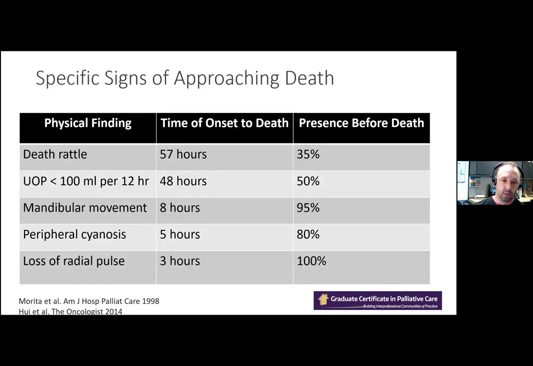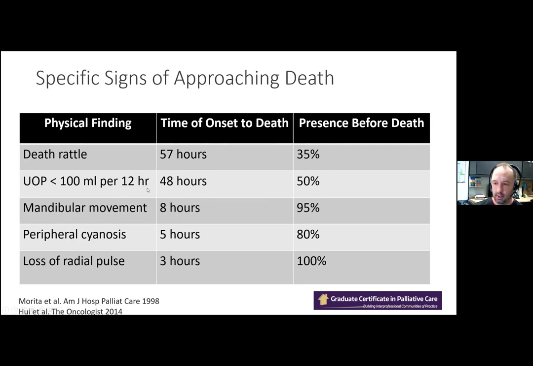So this table goes through some specific signs of approaching death. These are things that you hear about commonly. They can help us predict or give the family some guidance. First is the death rattle, and as you can see, in the presence before death, it's present about 35% of the time. So I tell families not to expect it, but that they may see it. And it often occurs in the final days of death, but may still be several days.